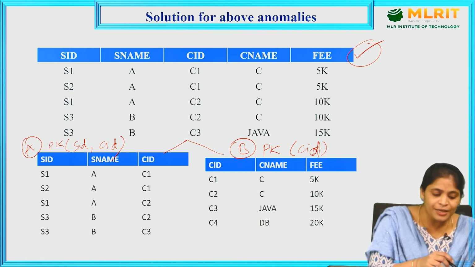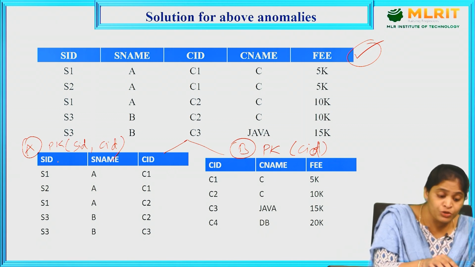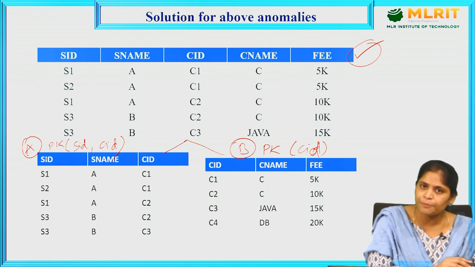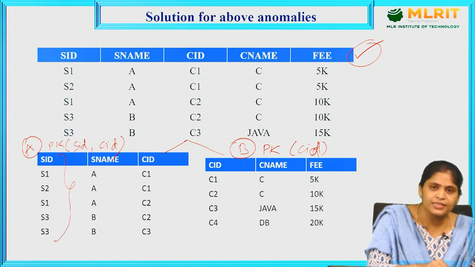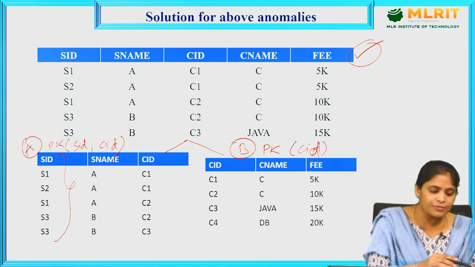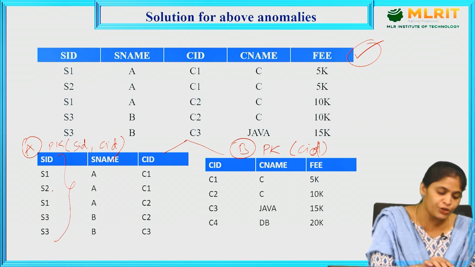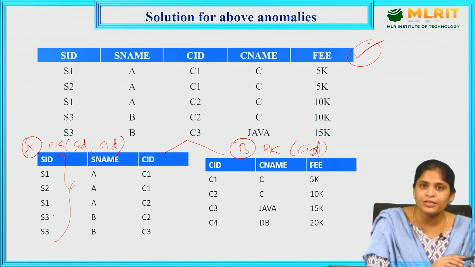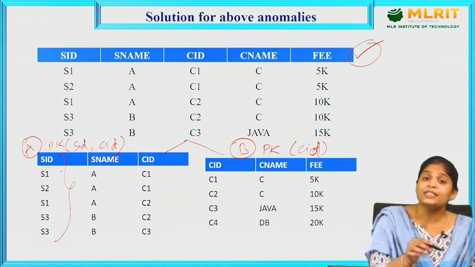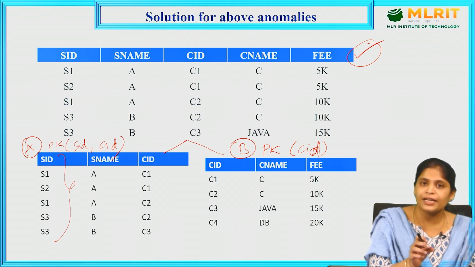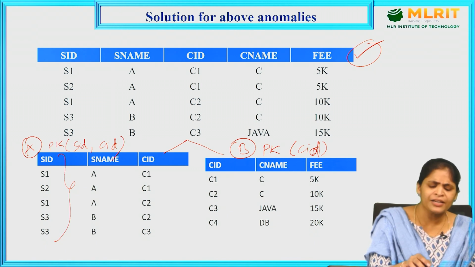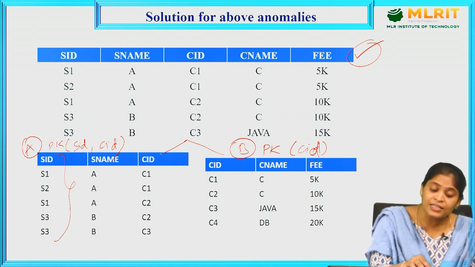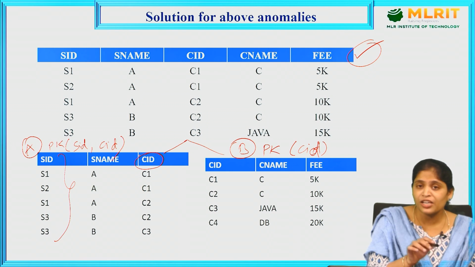So here in this table, if I consider only SID as the primary key, is that possible? No. Why? Because if I consider only SID, SID may contain redundant data, that is S1, S2, S2 is repeated and next S3. We have duplication of data. So by considering single SID, we can't take it as primary key. Why? Because it has duplications. And in the same manner, I can't consider a single column CID as primary key.